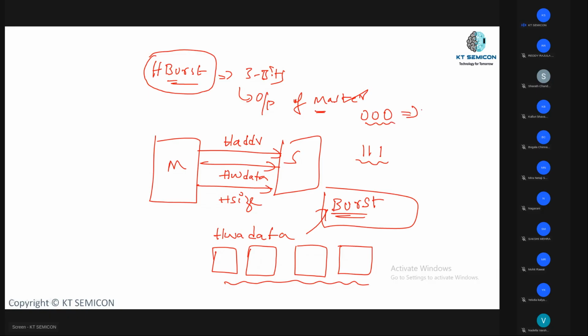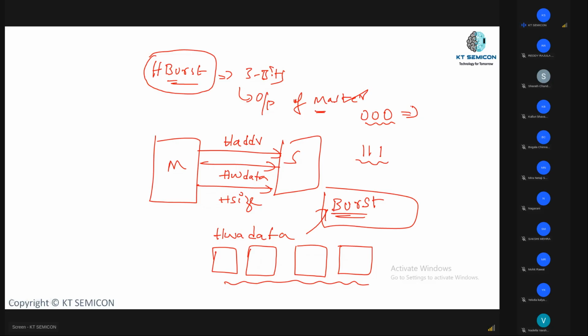Okay, single burst, and so on. We will have INCR 4 burst, WRAP 4 burst, and undefined length burst. These are the different types of burst we have, which we will discuss in depth when we are discussing the HBURST concept.